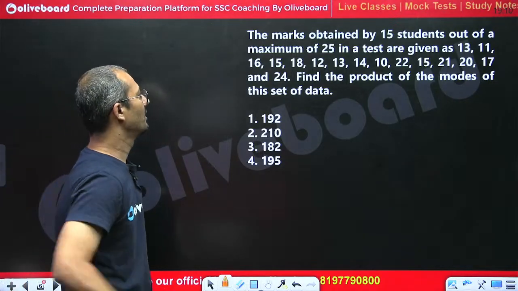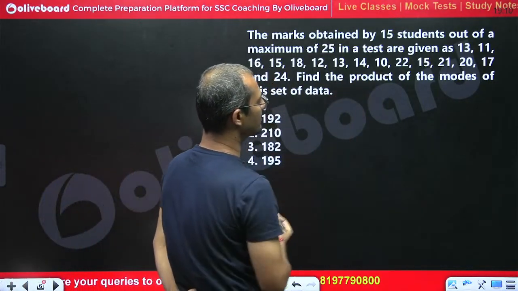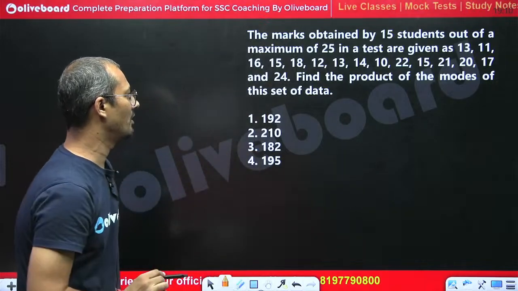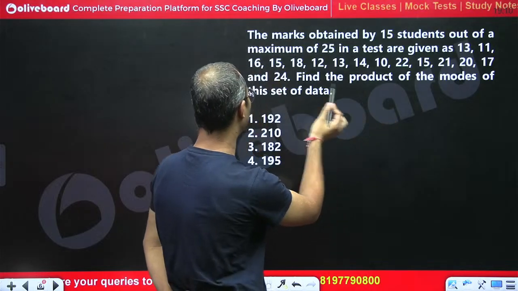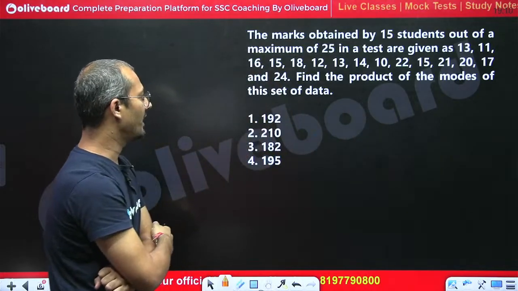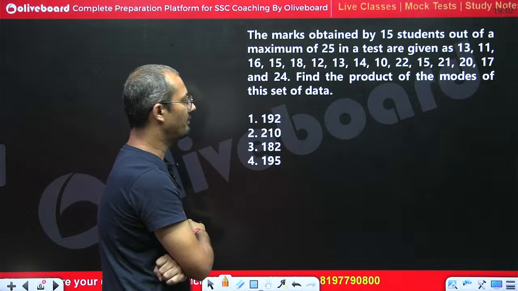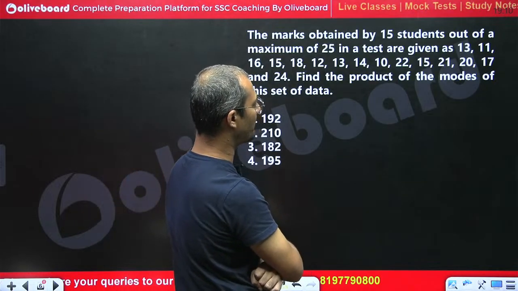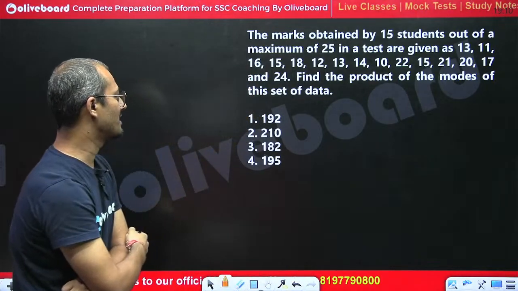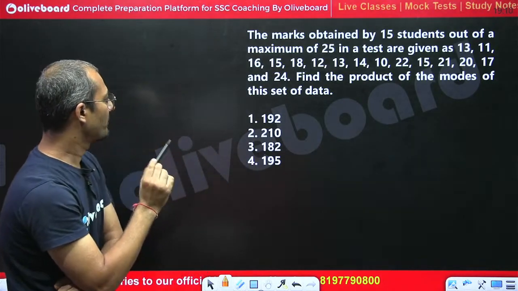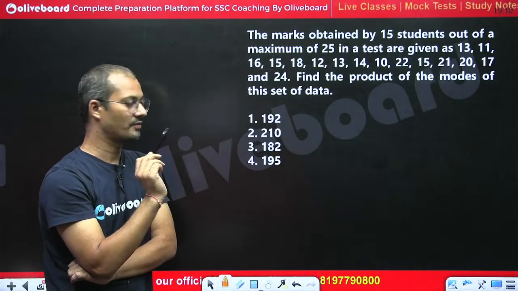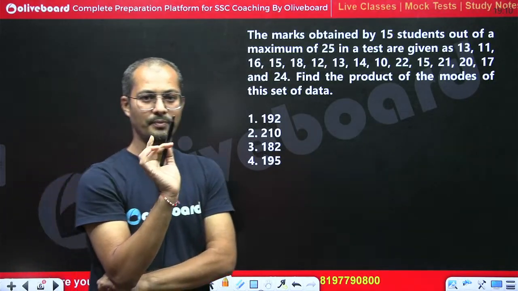The question is, the marks obtained by 15 students out of a maximum of 25 in a test are given: 13, 11, 16, 15, 18, 12, 13, 14, 10, 22, 15, 21, 20, 17 and 24. Find the product of the modes of this set of data. Now we have to calculate the product of mode.